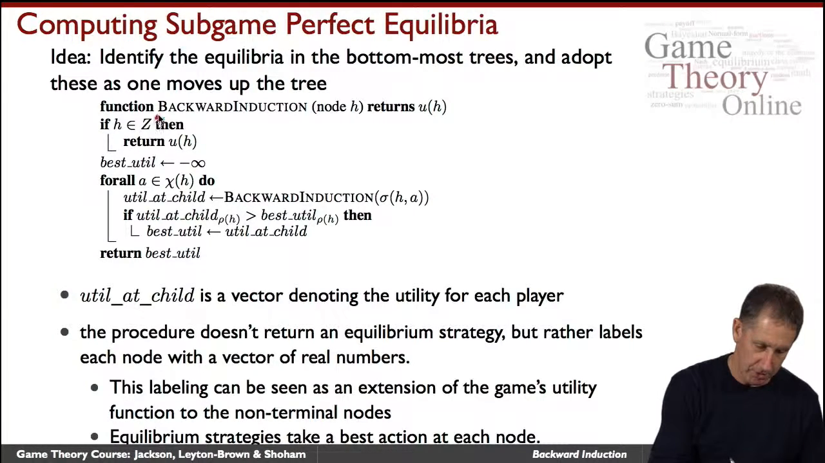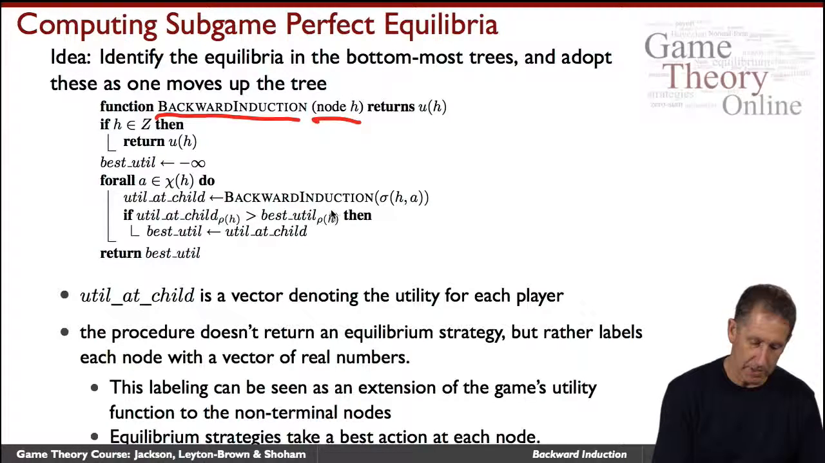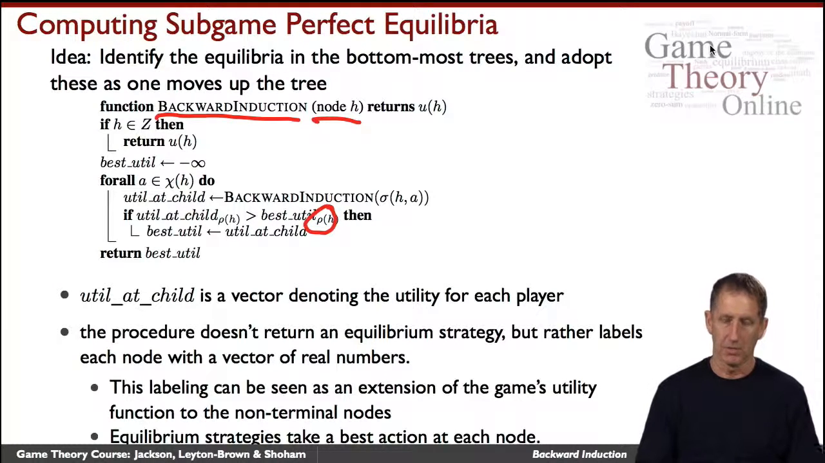The procedure is called backward induction, and it takes one argument, a node in a tree, any node. Could be the root, could be a leaf, or anything in between. And of course, every node has some player associated with it. Just to anticipate what we'll encounter shortly, rho of h will be the player associated with that node h. And when the procedure returns, it'll give us those payoffs to all of the agents associated with that node. So how does that work?